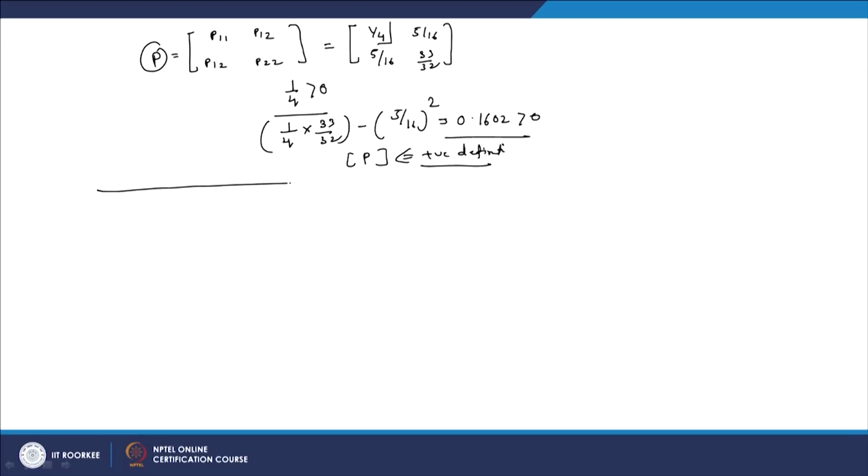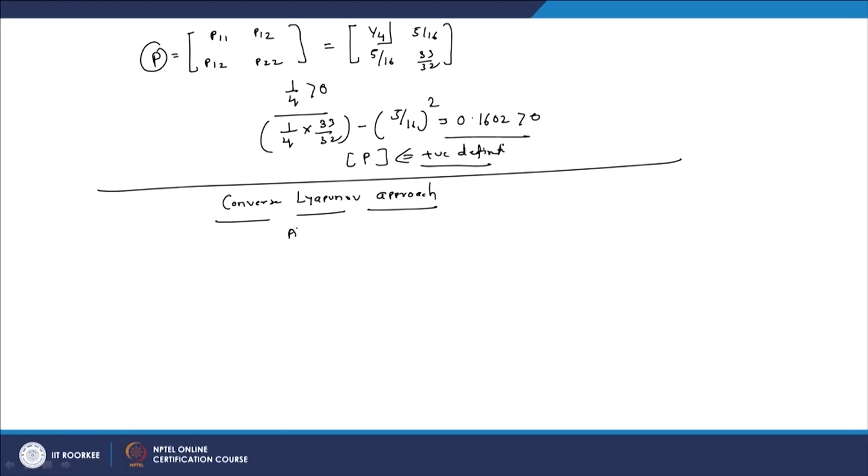Now, we try the converse Lyapunov approach. In the converse Lyapunov approach we write A transpose P plus PA equal to minus Q. In the converse Lyapunov approach we assume P as a positive definite matrix and we calculate Q. If Q is positive definite, the system is stable. As per the convention we should get Q as positive definite when we are considering P as positive definite. Now, we will see for this problem what result we get.